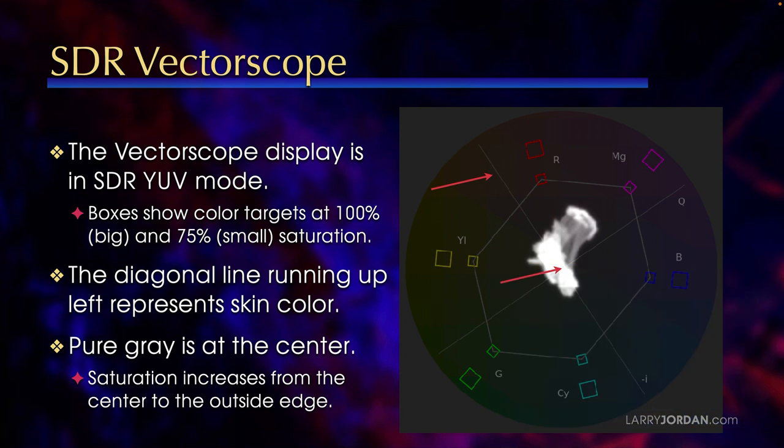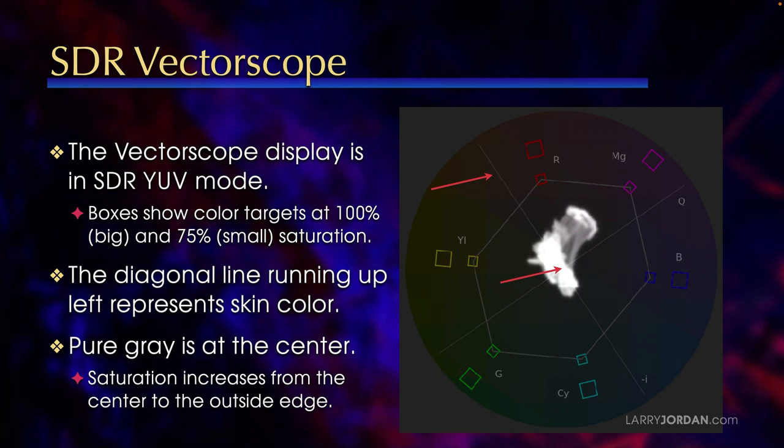Pure gray, indicated by the lower right arrow, is at the dead center of the vectorscope. Every shade of gray, and I'll illustrate this to you in just a minute, every shade of gray is a single dot in the center of the vectorscope. The vectorscope tells us 2 things. The hue of the color.